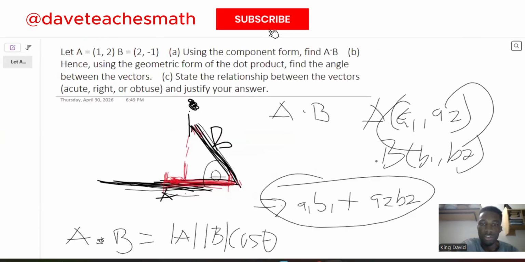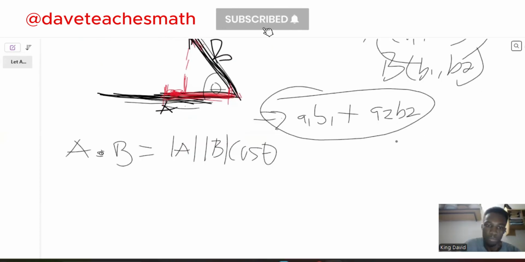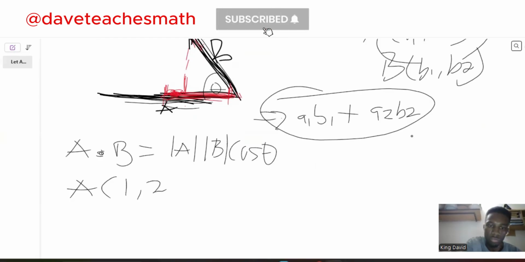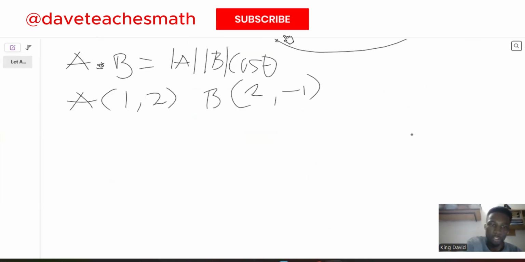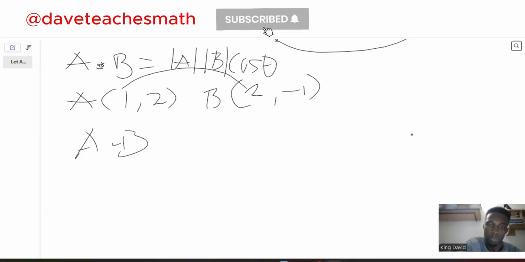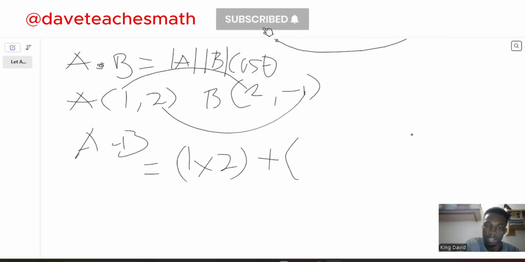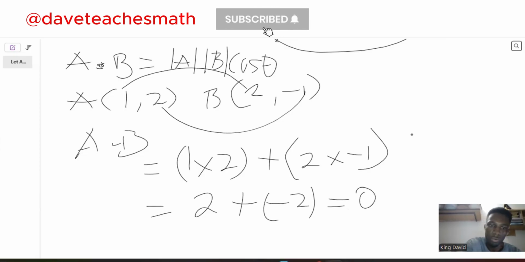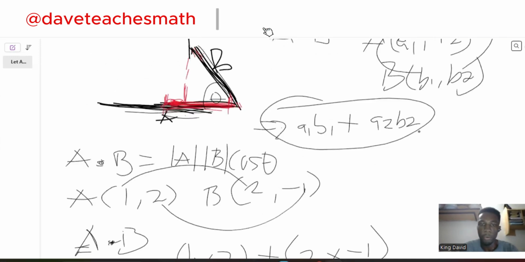So A says using the component form, find A dot B, which is going to be simple. So we have A, which is 1, 2, and B, which is 2, negative 1. To find A dot B in component form, we are going to have this multiplying this and that multiplying that, then we add it. So it's going to be 1 times 2 plus 2 times negative 1. So we are going to have 2 plus negative 2, which is going to give us 0. So the dot product of A and B is 0, right? It's 0.